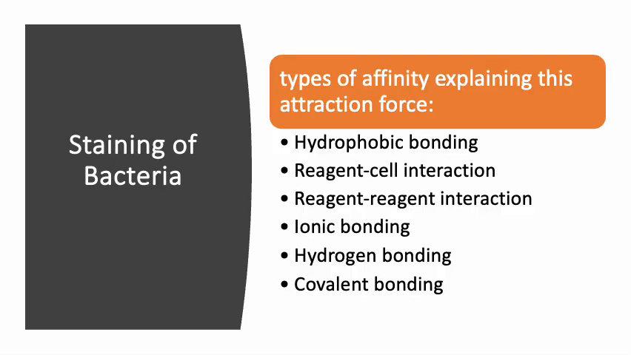Okay, let's now go deeper in the staining of bacteria and how staining of bacterial cell structure is done. So there are different types of affinity explaining this attraction forces. So these are your hydrophobic bonding, reagent cell interaction, reagent interaction, and other bonding such as your ionic, hydrogen, and covalent bonding. So these bondings happen within the biomolecules between the bacterial structure and the dye or stain employed.